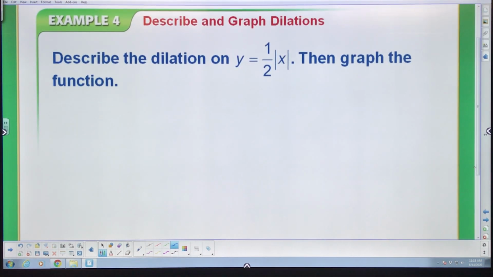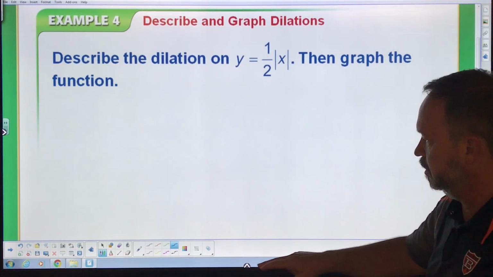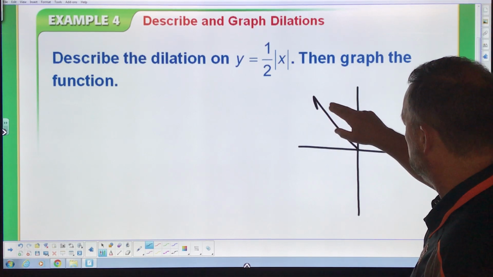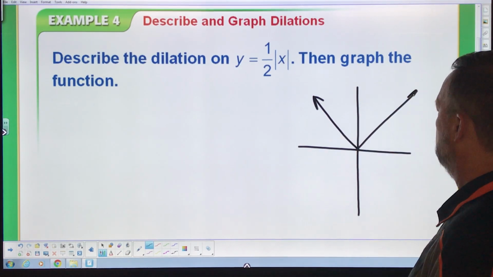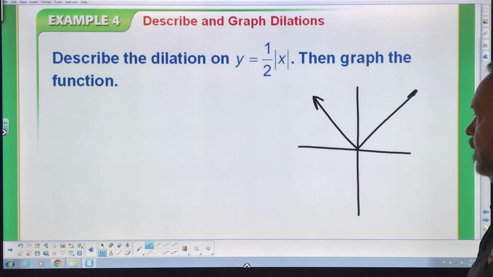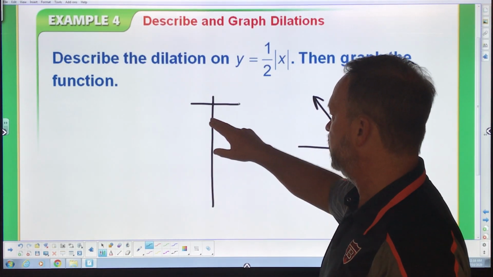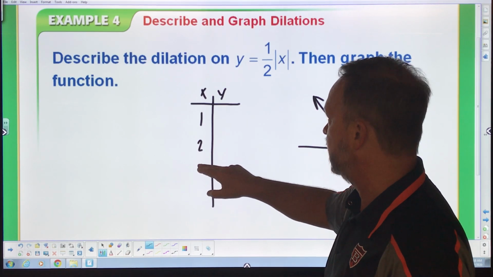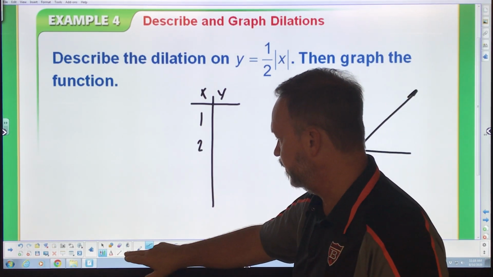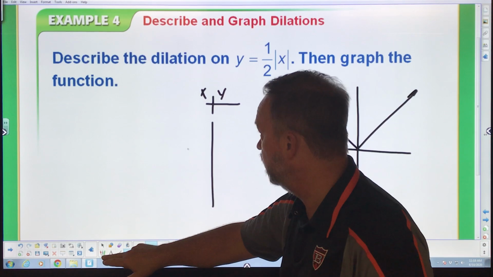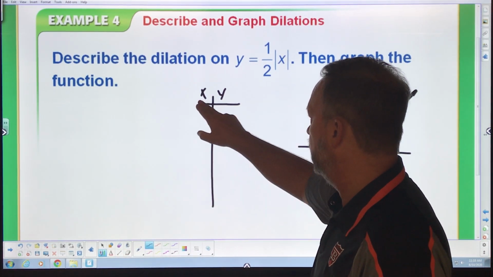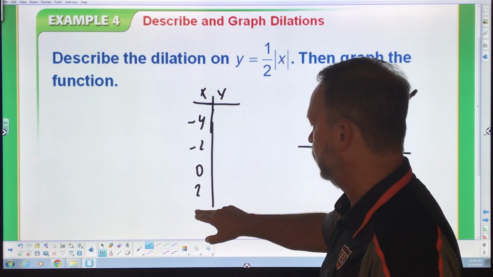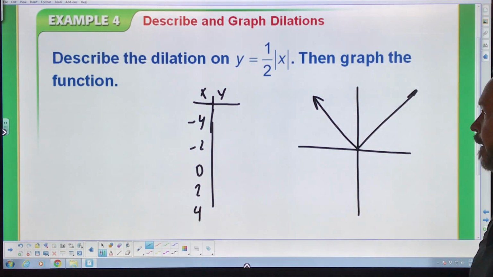So describe the dilation. Now, let me graph the parent first. 1, 1, 2, 2, 3, 3, so on. But if we do this one, let's do -4, -2, 0, 2, and 4. I said we do positives, I changed my mind.